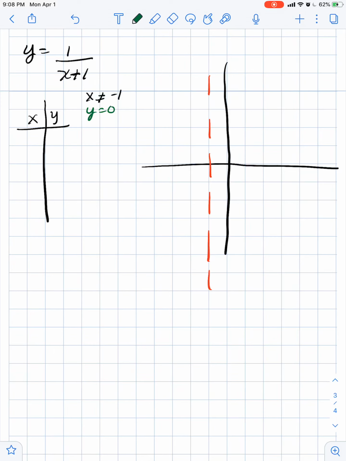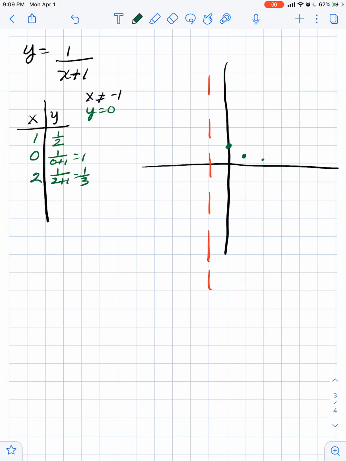Okay, so let's just put in a number. Let's put in 1. If I put in 1, I'm going to get 1/2. So 1, 1/2. Can we put 0 in this time? Yeah, because it would be 1 over 0 plus 1 equals 1. So it's 0, 1. Okay. If I put in 2, that would be 1 over 2 plus 1, which is 1/3. So 2 is at 1/3. And again, you see that graph going there.